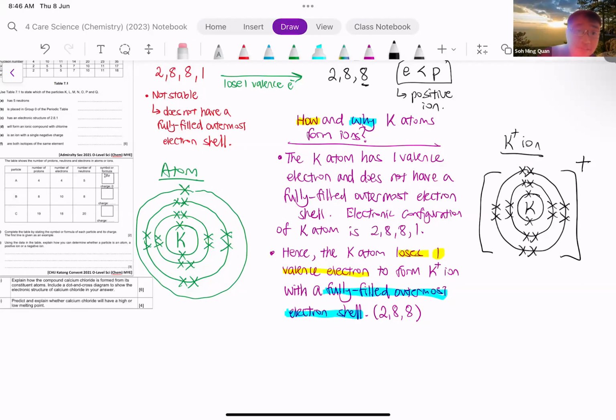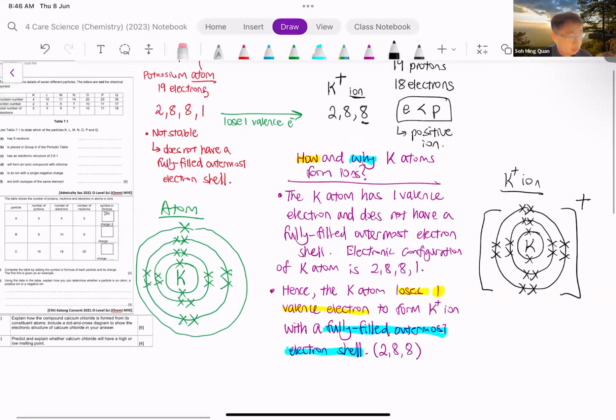Potassium started off as an atom, 2, 8, 8, 1, one valence electron. It's not stable, therefore it loses one valence electron to form the potassium ion, which is K plus, with a fully filled outermost electron shell. So this is a summary of how potassium forms an ion.